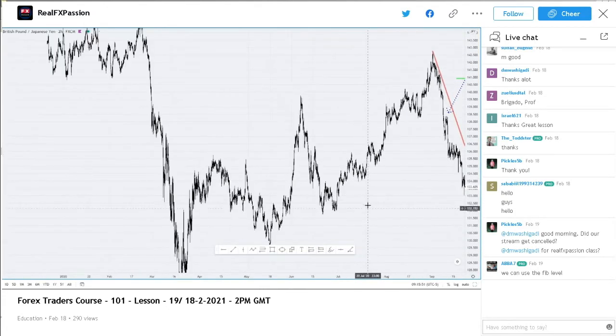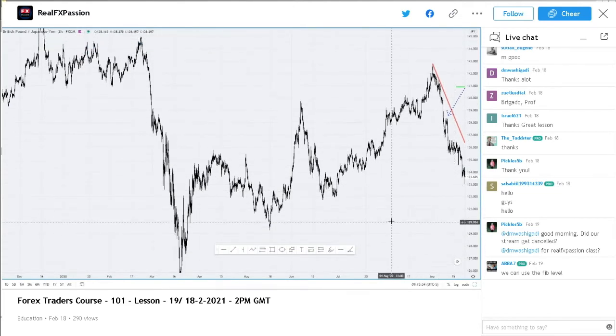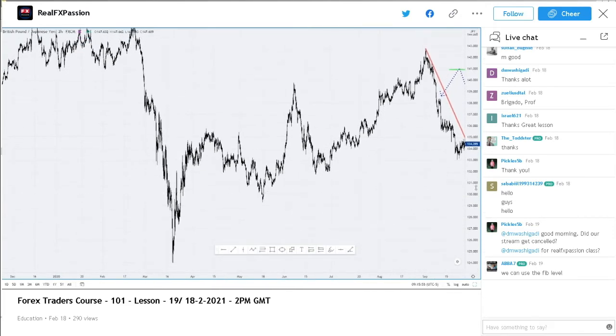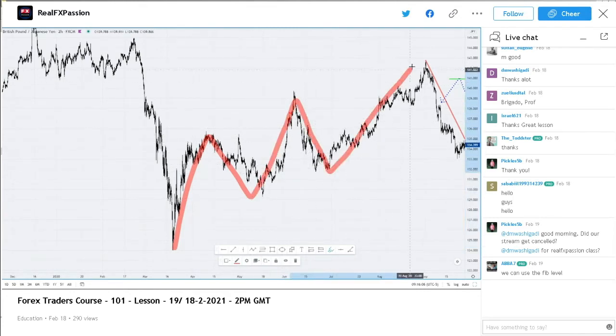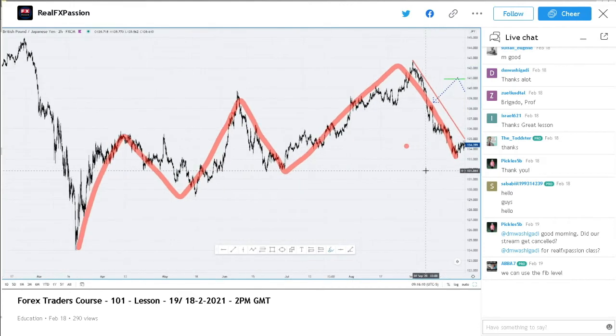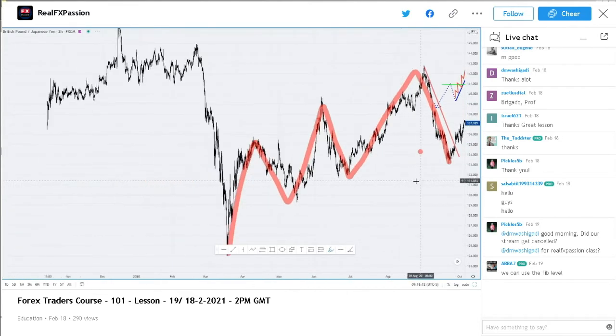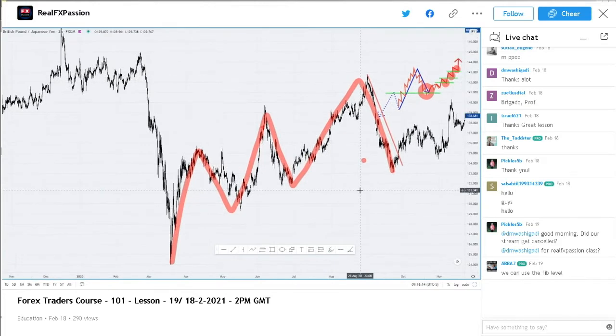And let me see. Okay, so talking about the market wave, right? GBP JPY 2-hour chart, extension, retracement, extension, retracement, extension, retracement, right? And let me see.